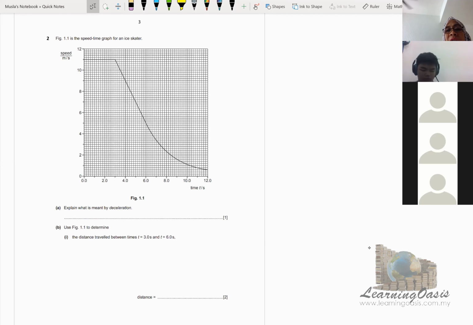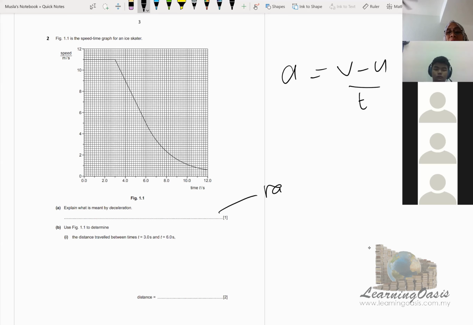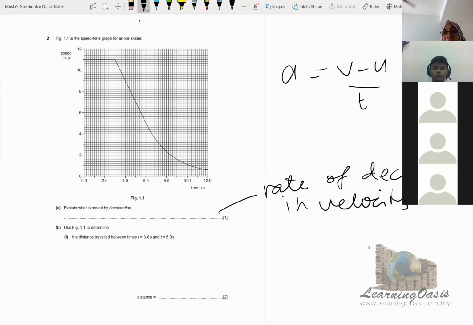Okay, remember, what is acceleration? A equals V minus U over T. Acceleration or deceleration is actually a rate. What is acceleration? Rate of change in velocity. So what is deceleration? Rate of decrease in velocity. What is acceleration? Rate of change in velocity, or rate of increase in velocity. Got it?